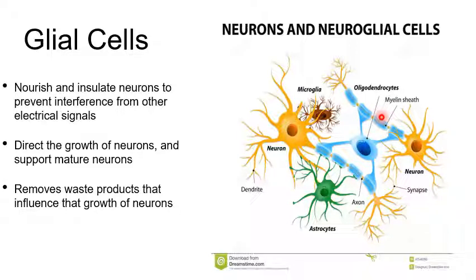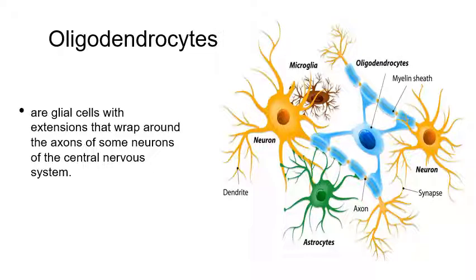So there are four major classifications of glial cells. The first classification we refer to as oligodendrocytes. If you notice, this is a separate neuron, the one in yellow. The oligodendrocyte's extension wraps around the axons of the neuron here.